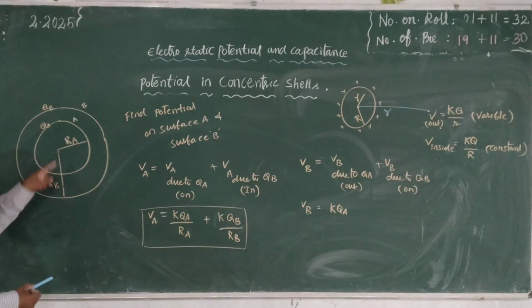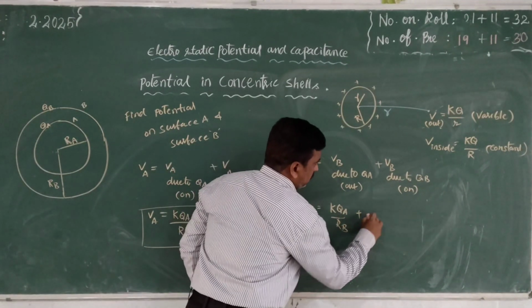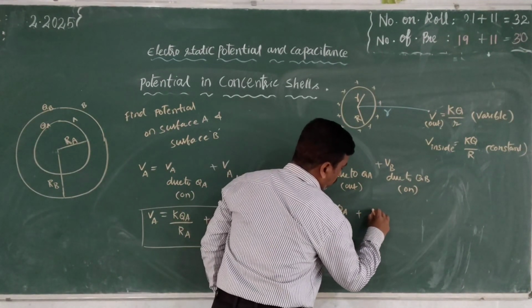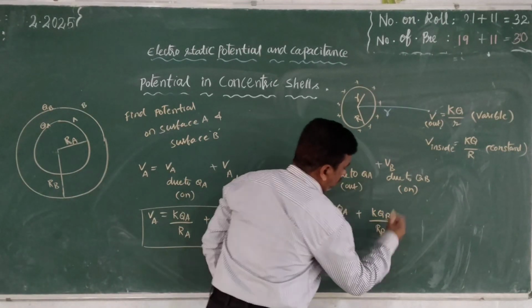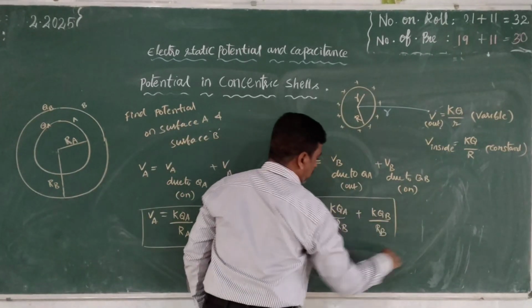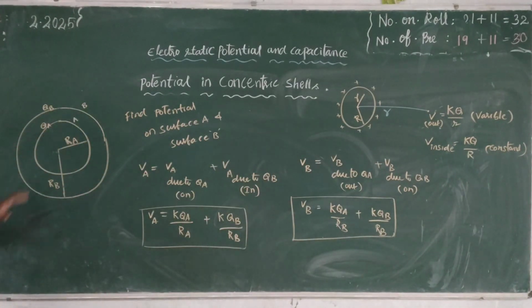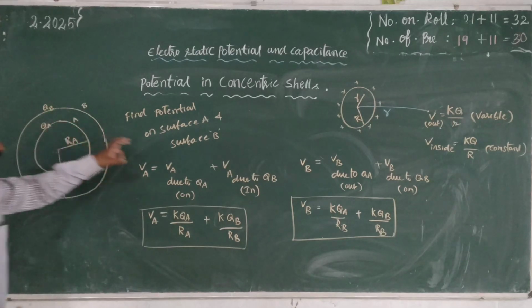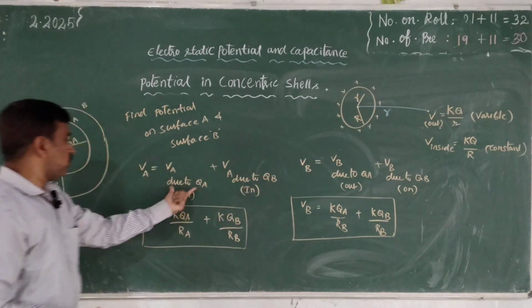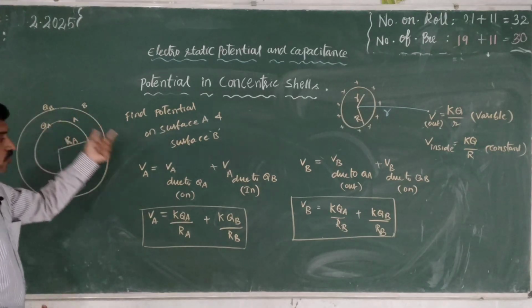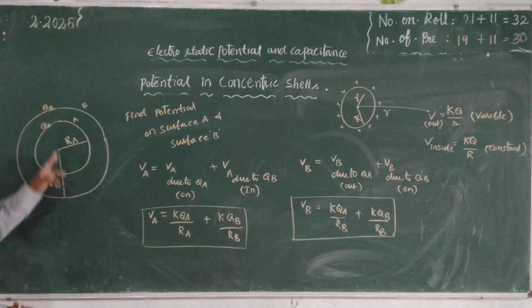Outside point means we can take radius RB, so kQA by RB plus the potential on B due to QB, which is kQB, radius is RB. That is the potential on surface B. Now the potential on surface A means the potential on A due to QA plus the potential on A due to QB. QA is on the surface, QB is inside the surface, so we can write kQ by RA, kQ by RB.